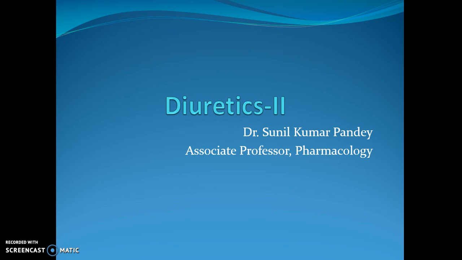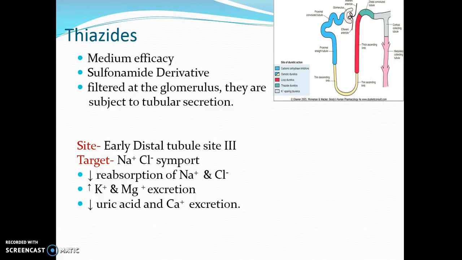This video will include all other parts other than the loop diuretic. So to start with, the thiazide is the next group, which comes under a medium efficacy diuretic. It is also a sulfonamide derivative and it is filtered at the glomerulus and subjected to tubular secretion. So the site of action of thiazide diuretic is the early part of the distal tubule.